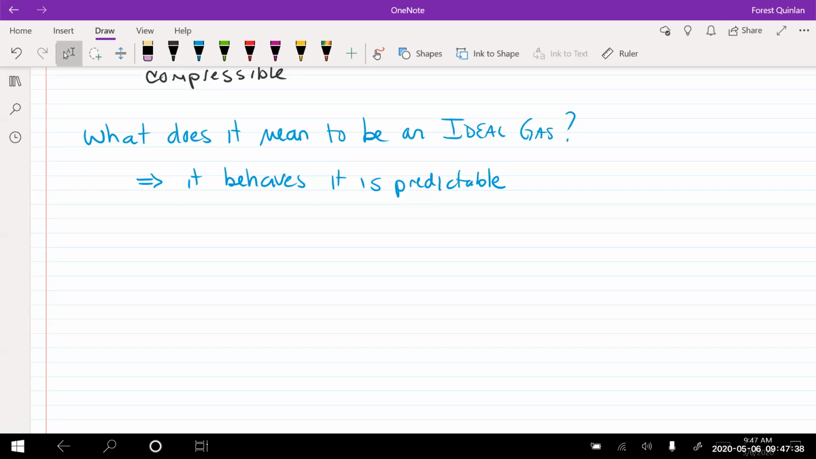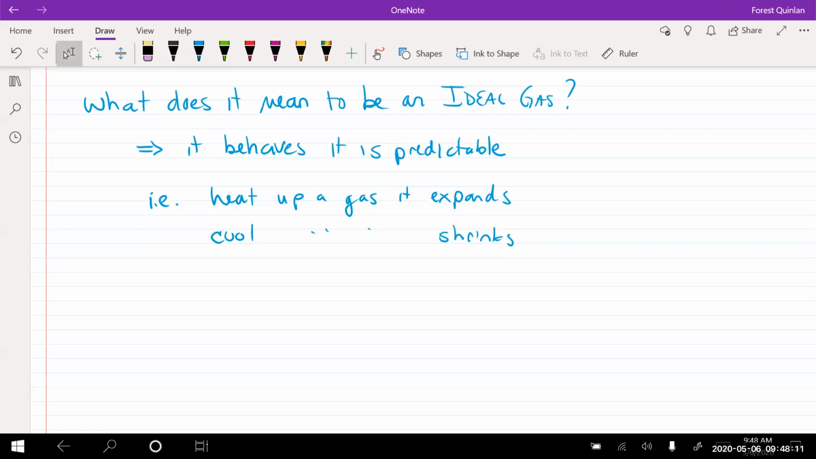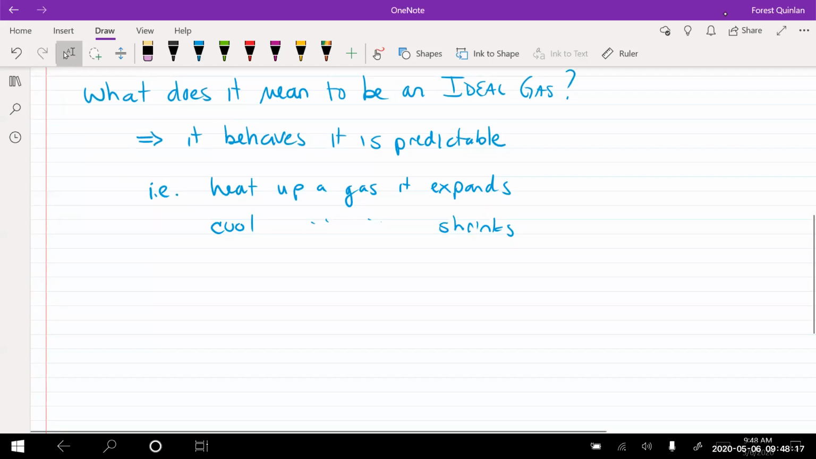We're going to talk about ideal gases, and it means we can predict it. I.e., you heat up a gas, it expands, cool it down, it shrinks, right? We already know this. The stuff that we intuitively know, that is an ideal gas. It behaves.